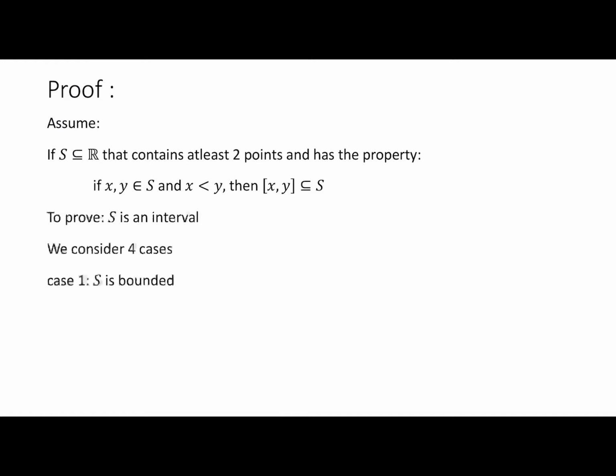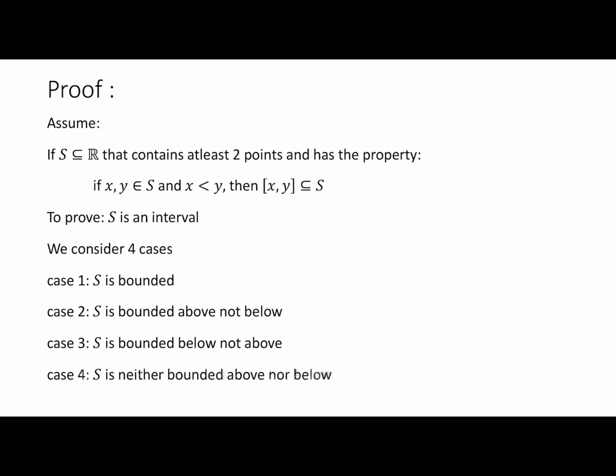So we are considering 4 cases here. The first case: I am assuming that S is bounded, meaning S has an upper bound and a lower bound. In the second case I am taking S bounded above but not below. In the third case I am taking S bounded below but not above. And in case 4 I am taking S neither bounded above nor bounded below.